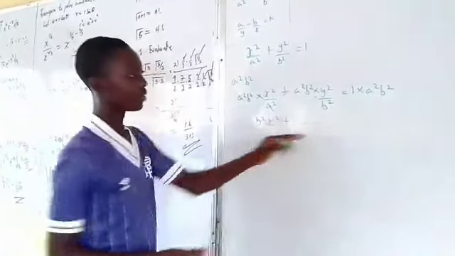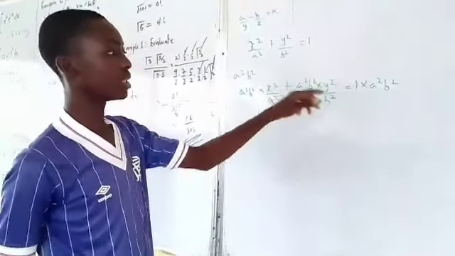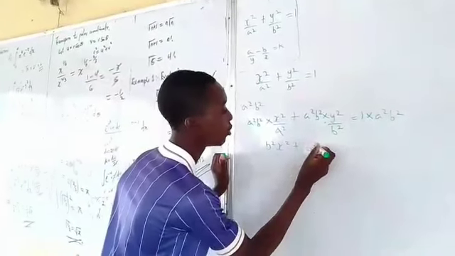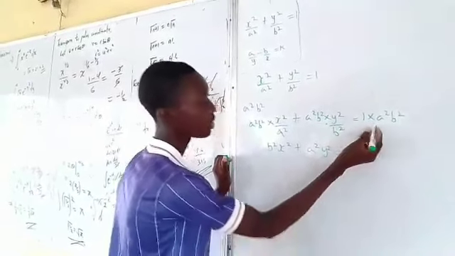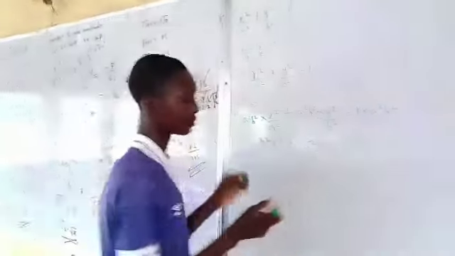Then plus, if you look at this place very well, b squared will cancel b squared. So what are we left with? We are left with a squared and y squared. So you have a squared y squared. So 1 multiplied by this variable, what do you have? You have a squared and b squared.